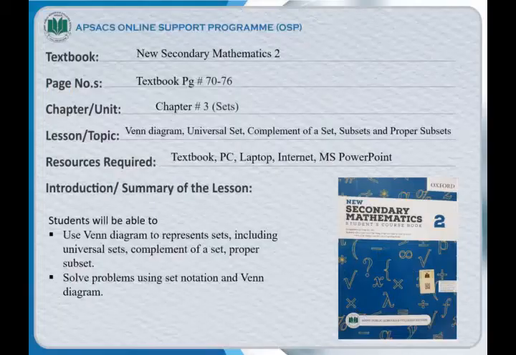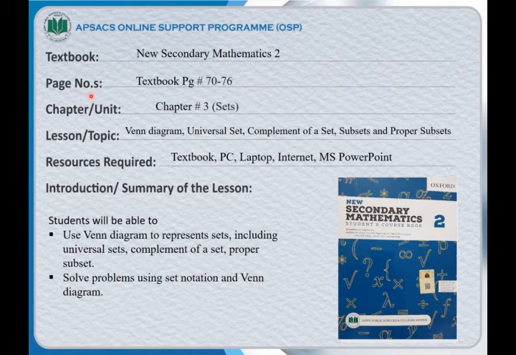Week 9. Textbook: New Secondary Mathematics 2. Pages that are included in your assignment of week 9 are textbook pages 70 to 76, chapter 3, Sets. The topics which we are going to cover in this lesson are Venn diagram, universal set, complement of a set, subsets and proper subsets. Resources required: textbook, PC, laptop, internet, PowerPoint.